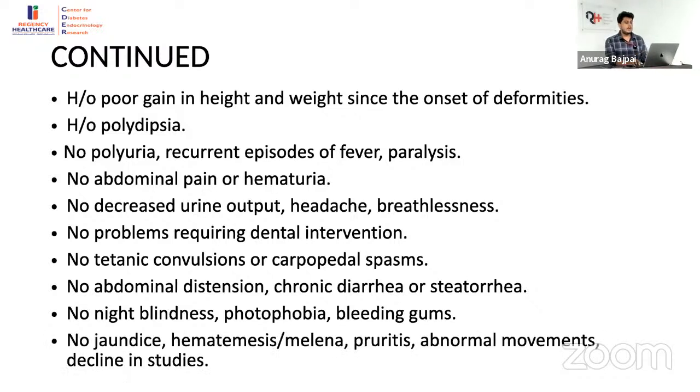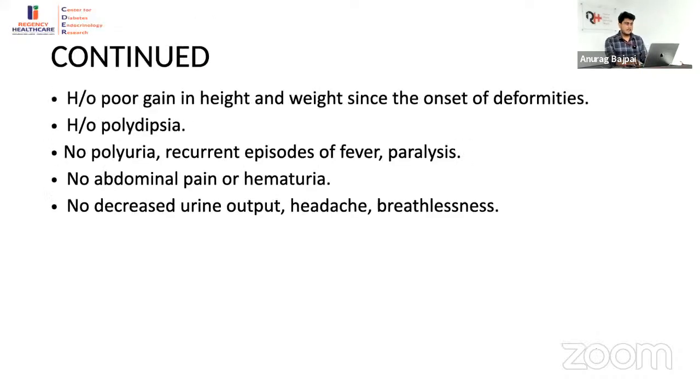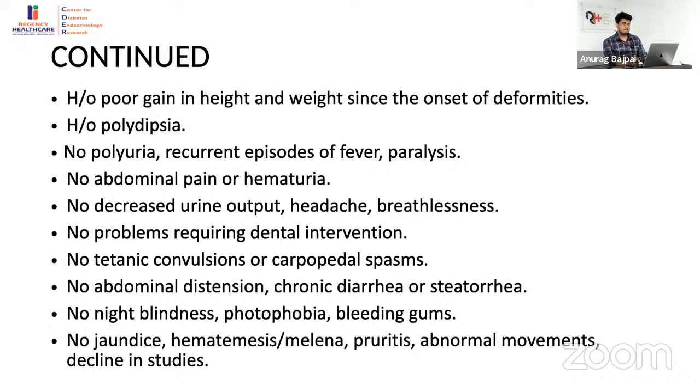And there was no jaundice, hematomas, melena, or pruritus to rule out the possibility of cholestatic jaundice and also chronic liver disease. And there was no history of abnormal movements or any decline in studies to rule out the possibility of Wilson disease. You said there are no features of chronic liver disease. Now, how common is refractory rickets in liver disease? Sir, it is very rare unless it is associated with malabsorption or tyrosinemia.